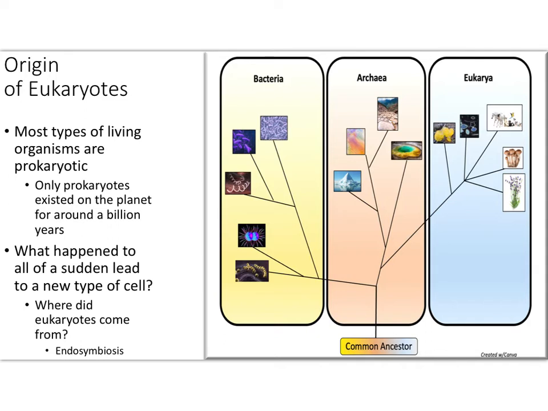But basically, this slide just gives you an introduction to answering one of the big questions about life forms on Earth, and that is, how did we go from having just one cell type, the prokaryotes found in the domains bacteria and archaea, to having now 2 distinct types of cells on the planet, with that second cell type being the eukaryotes.